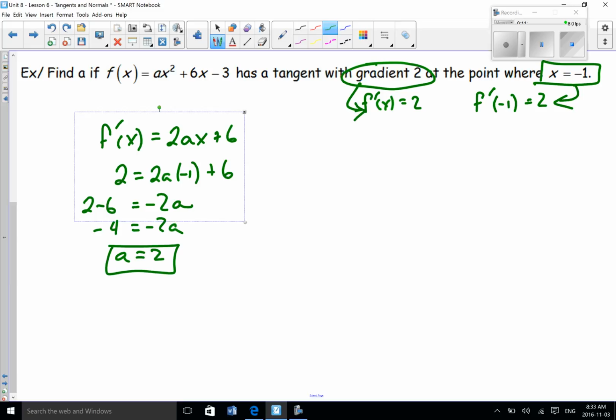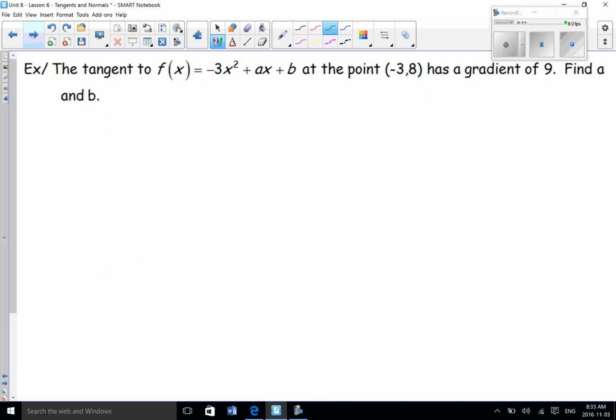So you have to sort of process the information that they're giving us. All right, that's more. The tangent to this function at the point (negative 3, 8) has a gradient of 9. And what have they given? They've given us an x and a y. They've told me a derivative equals 9. In fact, by giving us a point, they're telling me the derivative at negative 3 is 9. And they want us to find a and b. So what can we do? Let's fill some stuff in.